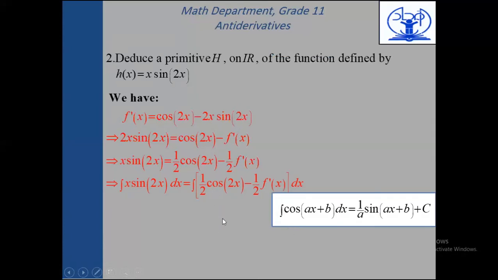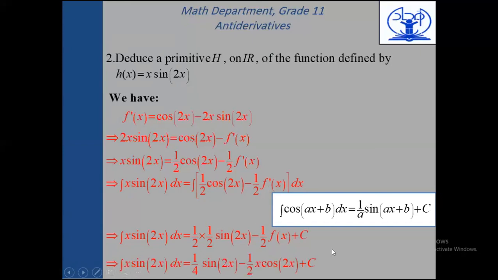Now the integral of half cosine 2x is half times 1 over a sine ax. And do not forget that the integral of f prime is f. Now replacing f of x by its expression, you will get this final answer.